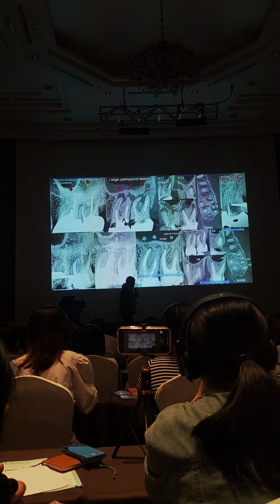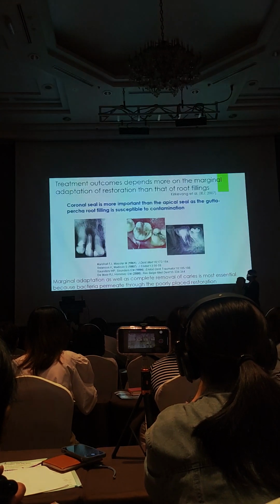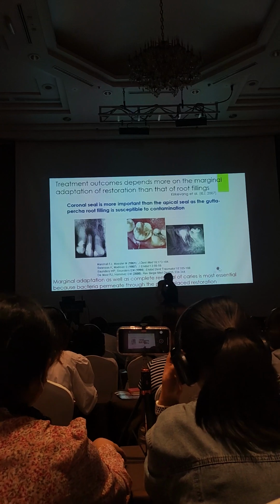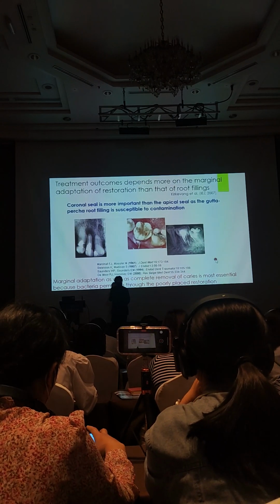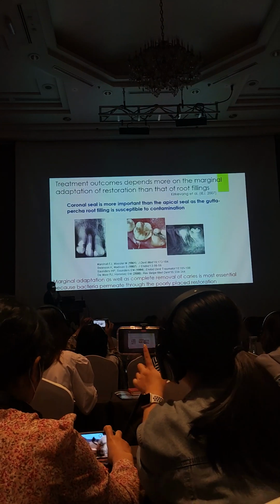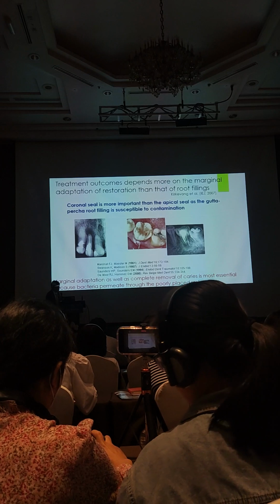So it's very important. Of course, it's very important to obturate the canal, but it's even more important to place a good coronal restoration. So here, marginal adaptation as well as complete removal of caries is most essential, because bacteria permeate through a poorly placed coronal restoration.